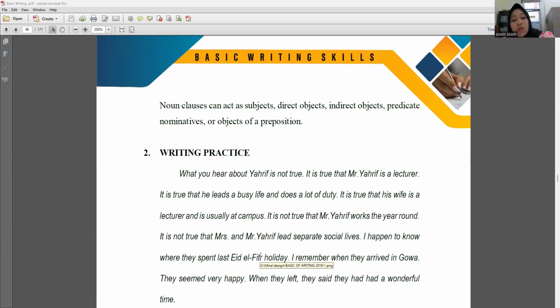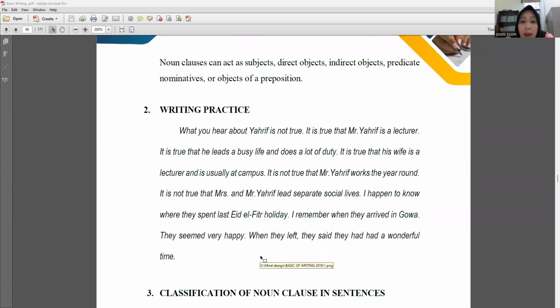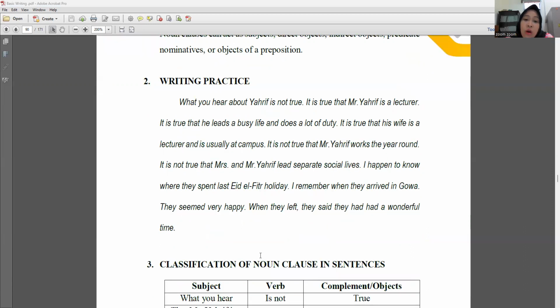It's not true that Mrs. and Mr. Yahrif lead separate social lives. I happen to know where they spent last Eid al-Fitr holiday. I remember when they arrived in Goa, they seemed very happy. When they left, they said they have had a very wonderful time. So as you can see, you can find some words like that, where, when, and so on. And those are called noun clauses.